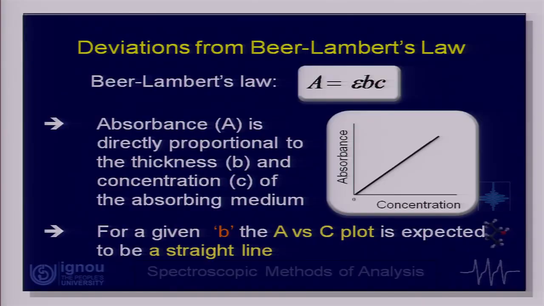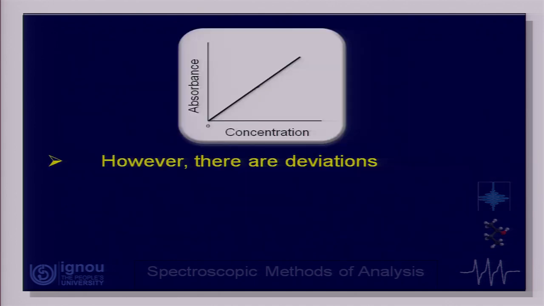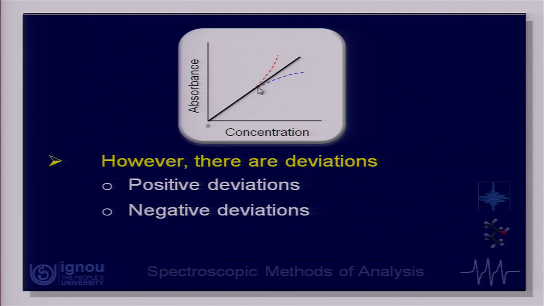But when we do actual experimentation, we find that in many cases there are certain deviations. The deviations could be positive, that is, the observed absorbance is more than what is expected from the Beer-Lambert law, or sometimes we observe negative deviations, that is, the absorbance is lesser than the expected one. These are the typical kinds of deviations we come across, and they are normally observed at somewhat higher concentrations. We will talk about all the factors as we move further.